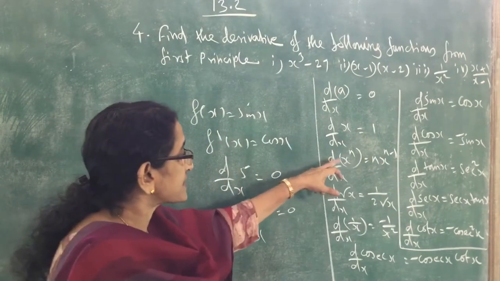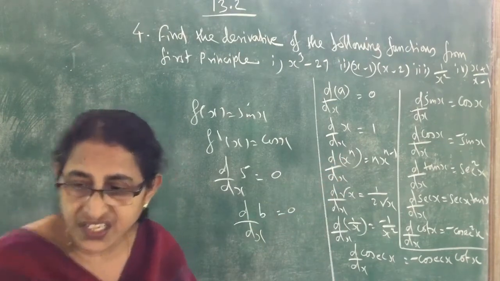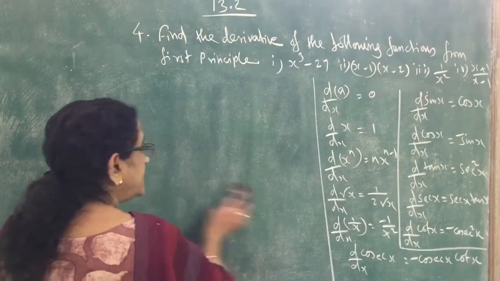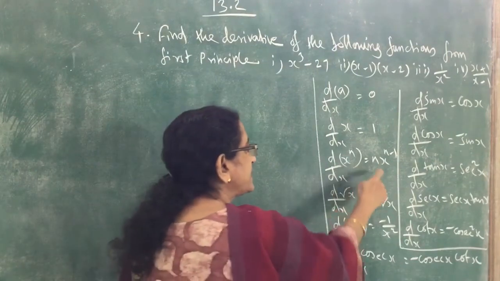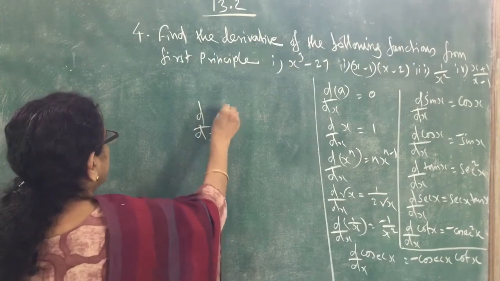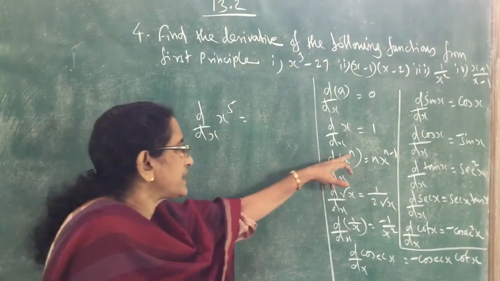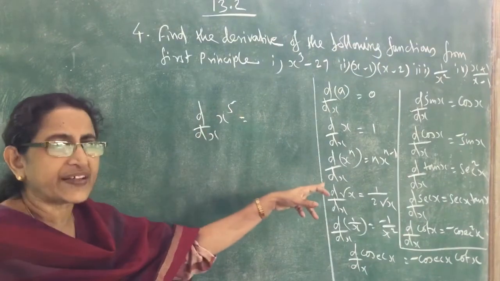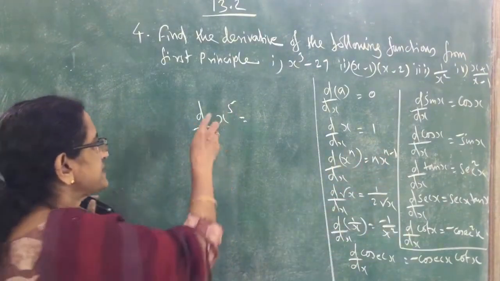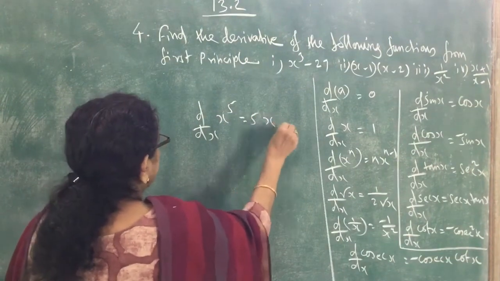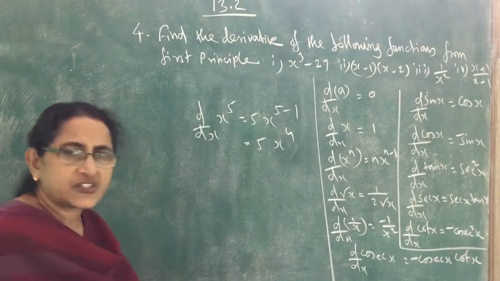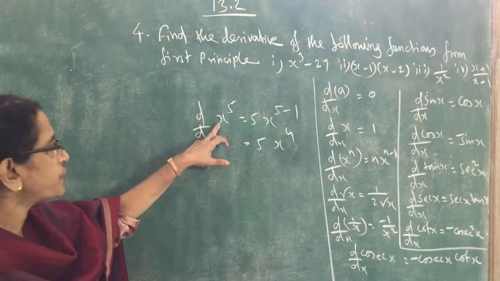Now derivative of x raised to n. Any function in the form x raised to n, we can apply the formula n into x raised to n minus 1. So for example, d by dx of x raised to 5. Here in the place of n, it is 5. So we can apply that formula, n into x raised to n minus 1. That is equal to 5 into x raised to 5 minus 1, that is 5x raised to 4. So directly we can write the derivative of x raised to 5 as 5x raised to 4.